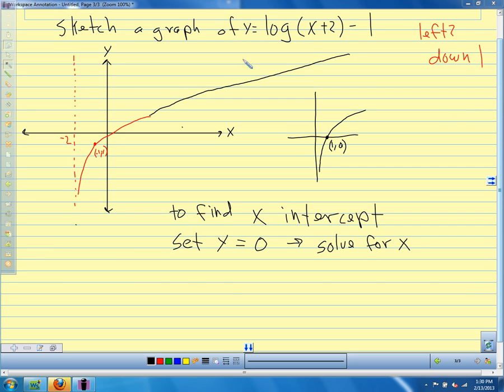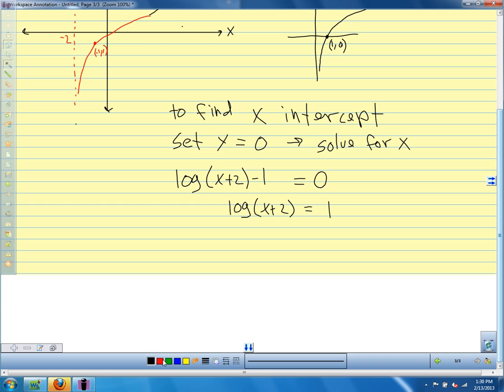So I'm going to say that log of x plus 2 minus 1 equals 0. We can't do it quite yet. So I'm going to get the logarithm by itself. I'm going to add 1 to both sides. Log of x plus 2 equals 1. Now I'm going to write this in exponential form.